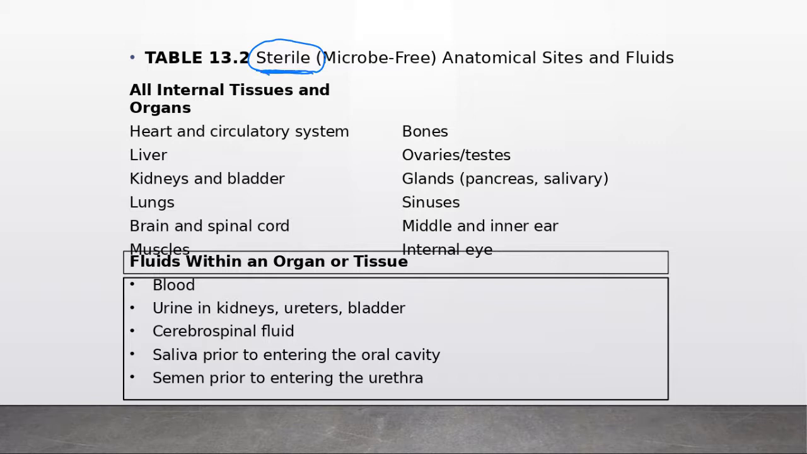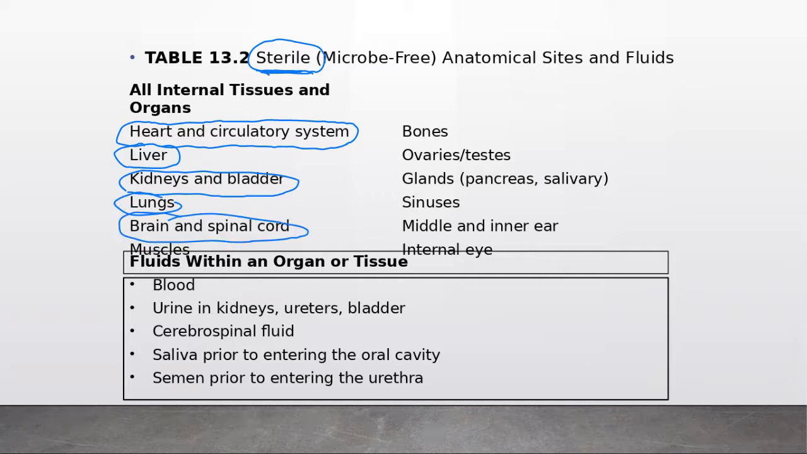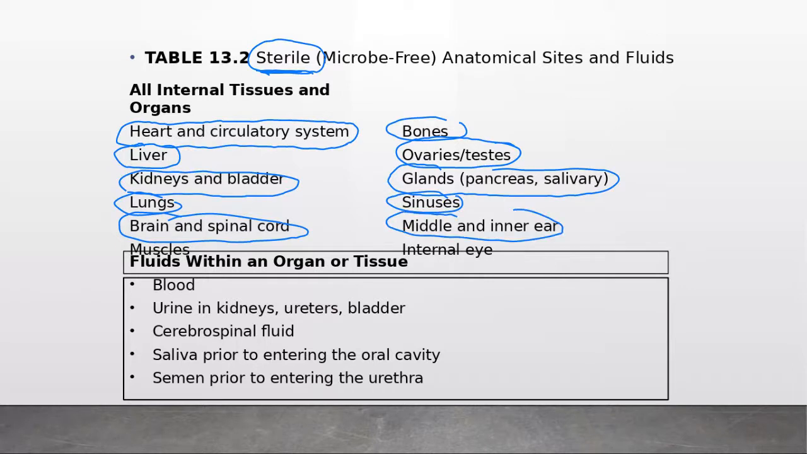Like for example, our heart and circulatory systems are sterile. Okay, no pathogen, no microorganism lives over there. There is no normal flora living over there. Okay, liver, kidney and bladder, lungs, brain and spinal cord, bones, ovary or testis, gland, pancreas, salivary gland, sinuses, middle and inner ear, internal eyes. And these are considered as the sterile sites of our body.